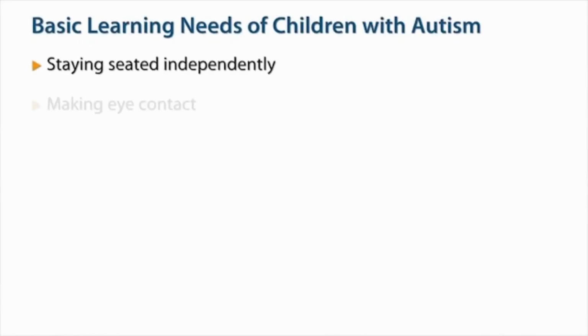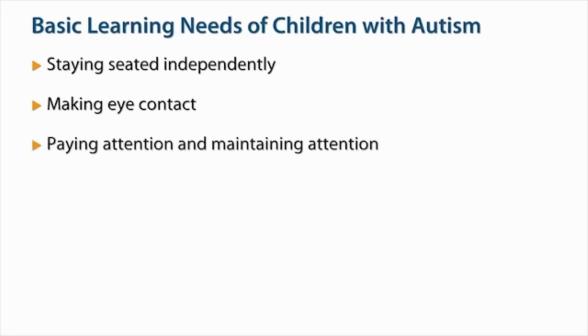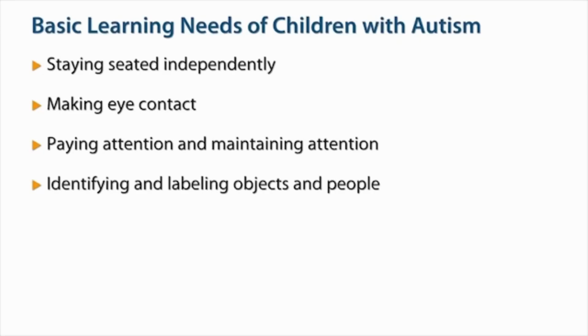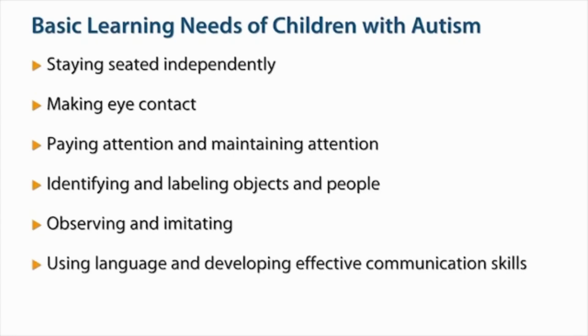Now, these children may share the following basic learning needs: staying seated independently in classroom or mealtime settings, making eye contact, especially in response to their name or "look at me," paying attention and maintaining attention, identifying and labeling objects and people, observing and imitating, including motor skills like clapping and actions with objects like throwing, and using language and effective communication skills, such as using a verbal or nonverbal response to indicate desired items or to make a request.